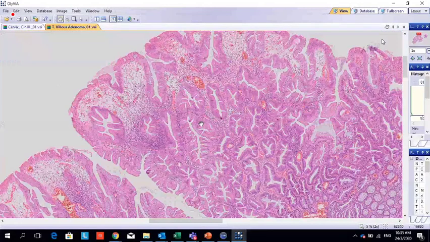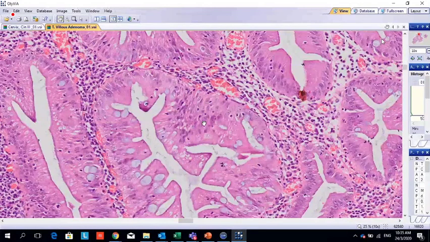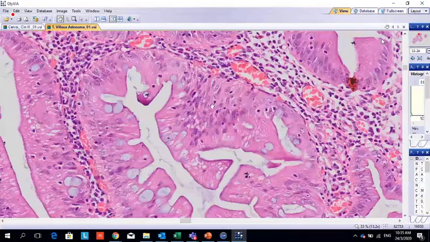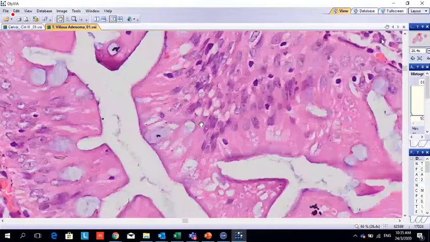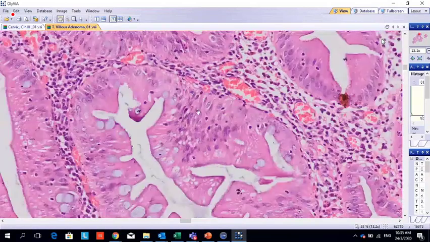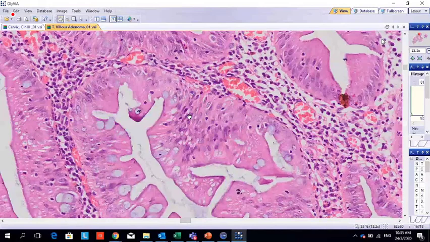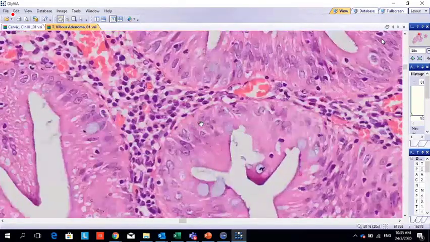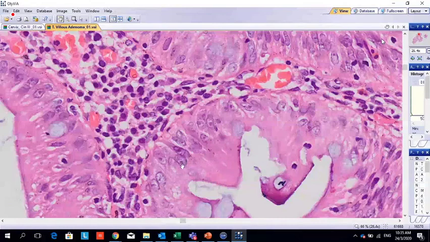Okay, look at the lining. Is it one layer? No. It is multi-layer, isn't it? A multi-layer of dysplastic epithelium. We can also see the features of malignancy: high N/C ratio, hyperchromatic nuclei, some of them vesicular. I can see the nucleoli here. Can you see the nucleoli inside the nucleus?